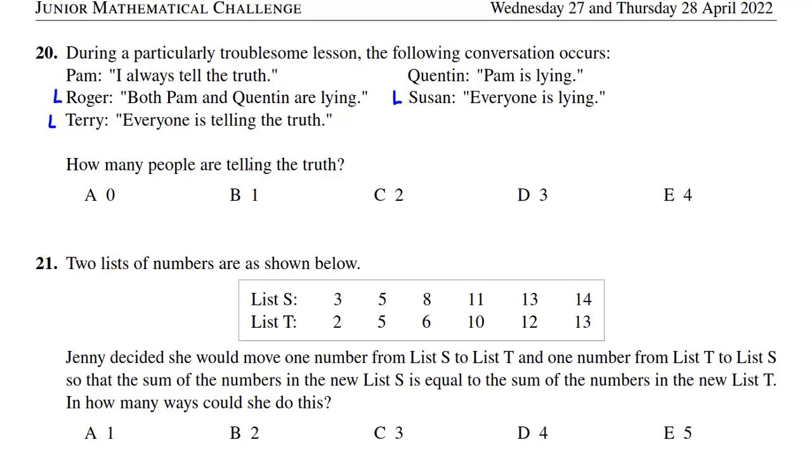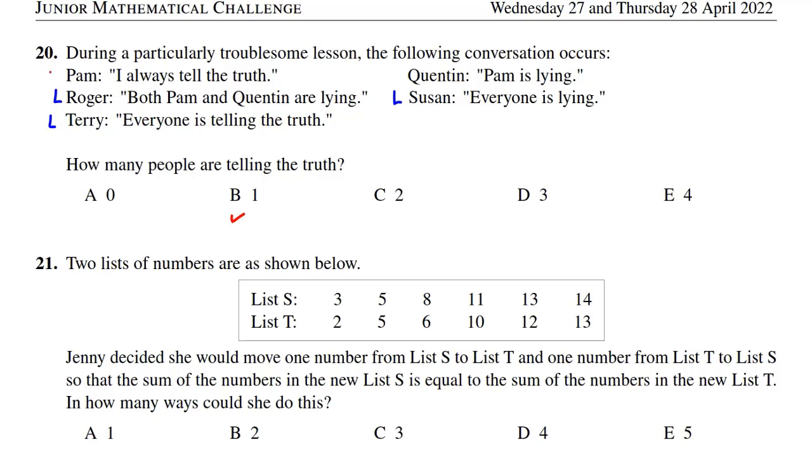So the problem asks how many are telling the truth. We conclude only one from Pam and Quentin tells the truth. So the answer is B, and the others are liars.